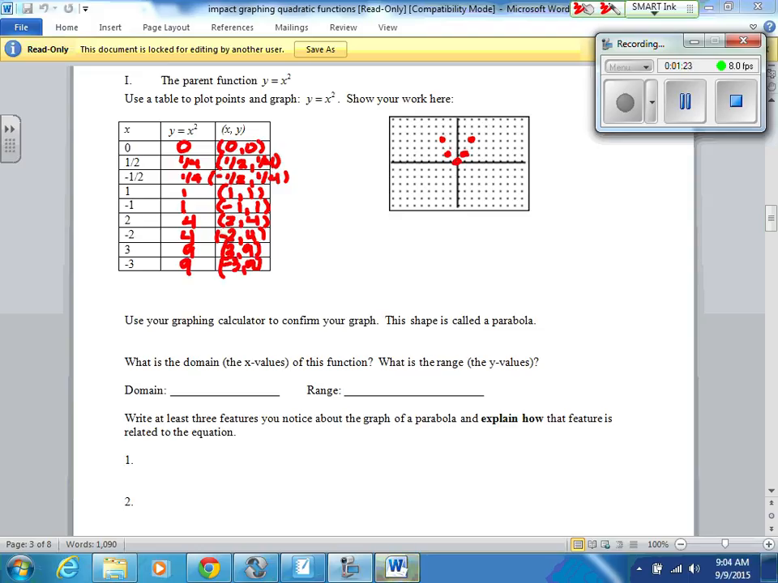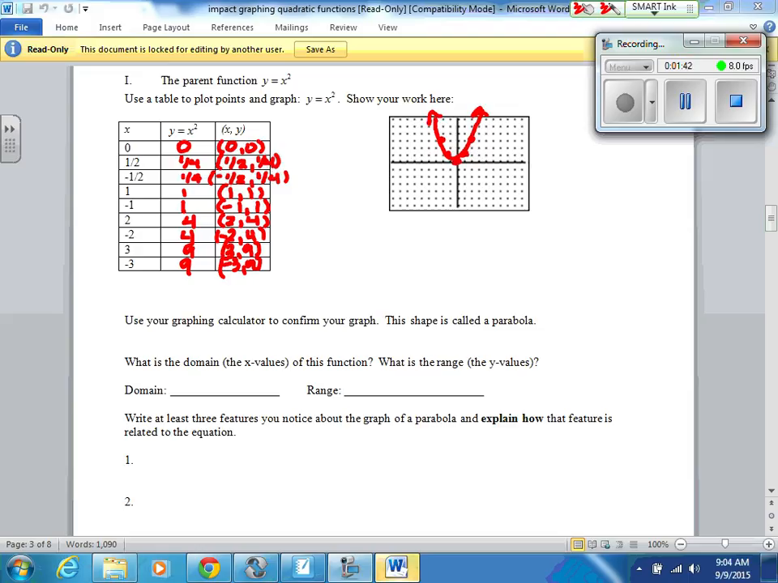Quick question. If you put in one of those negatives and got a negative answer out on your calculator, what did you do wrong? You didn't put it in parentheses. Right. You have to put it in parentheses when you square it, or it's going to give you the wrong answer, okay? So I'm going to connect my points.